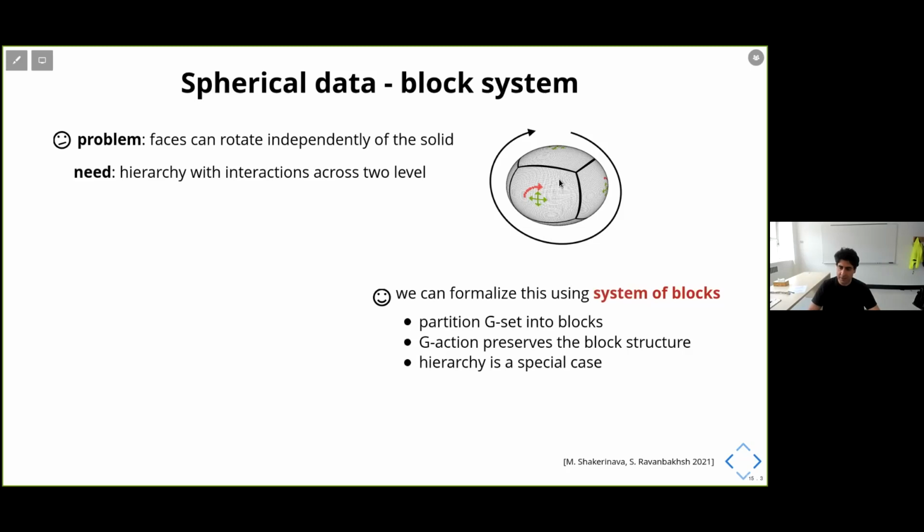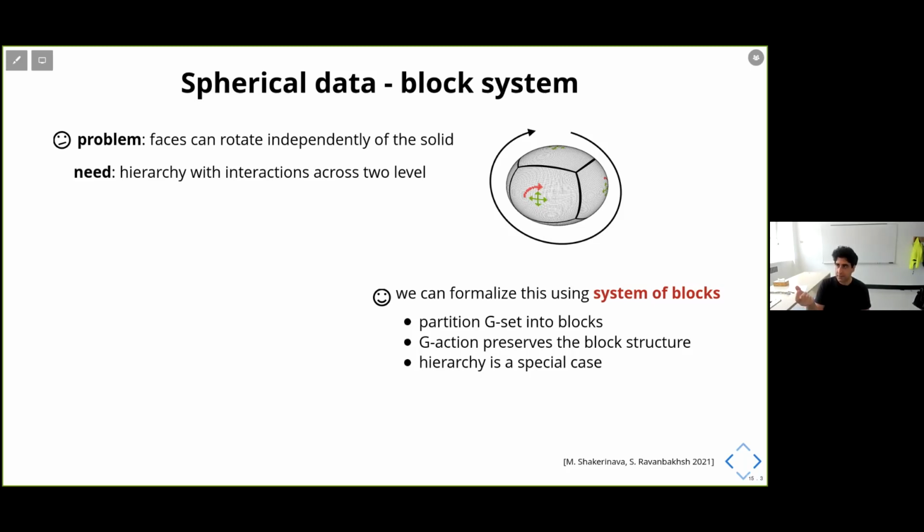And we can formalize this using block systems in permutation groups. The general idea of a block system is that you can partition the G-set into subsets such that these subsets are invariant under the action of the group, meaning that if two elements belong to one subset, they're going to stay in the same subset after any transformation by G.